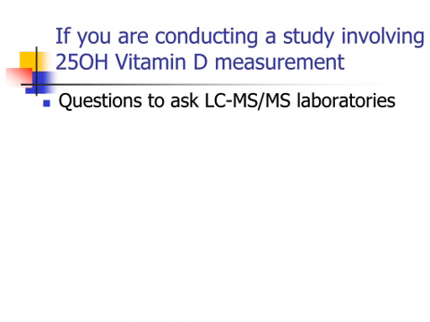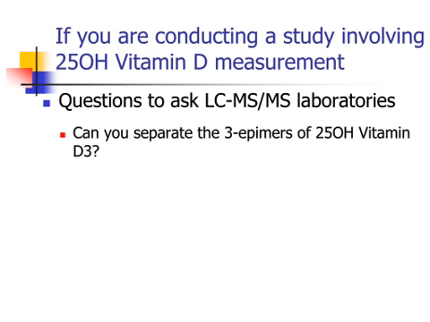So if you're thinking of doing a study that involves 25-hydroxy vitamin D measurement, I would suggest that you look for a lab that can do it by LC mass spec. And once you find one, if you're going to measure vitamin D in infants, make sure they can separate the 3 epimers. And if they don't know what you're talking about, then find someone else to measure your samples.